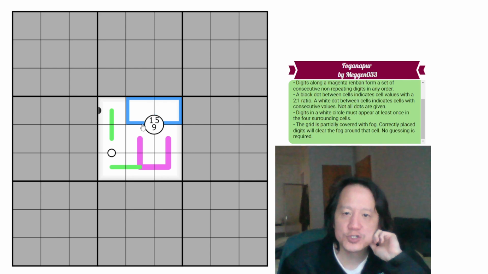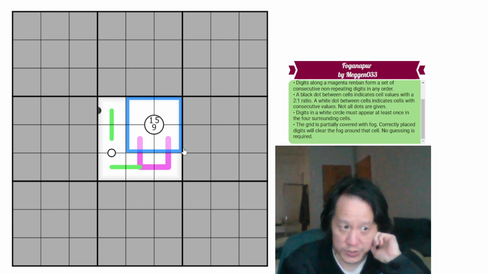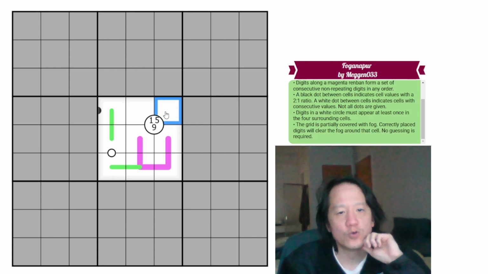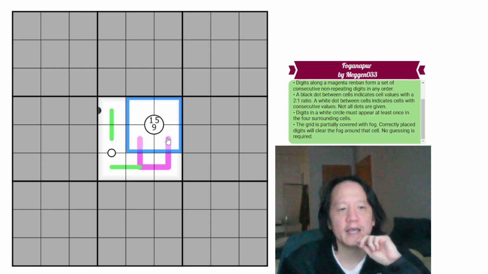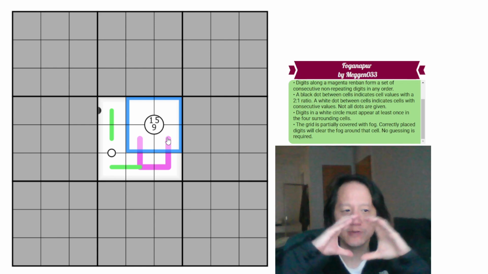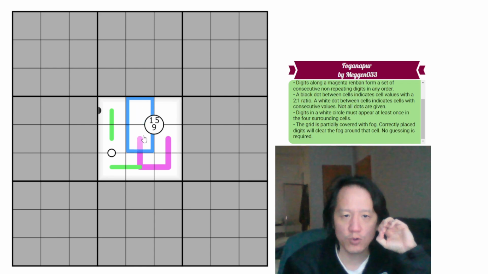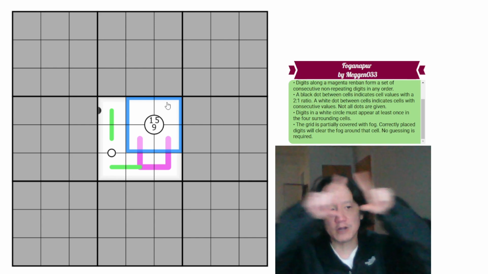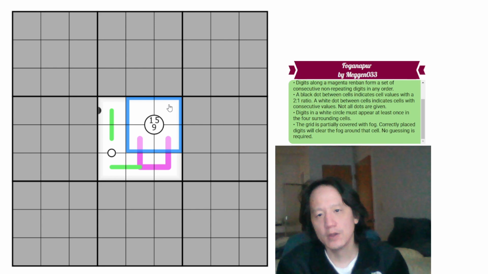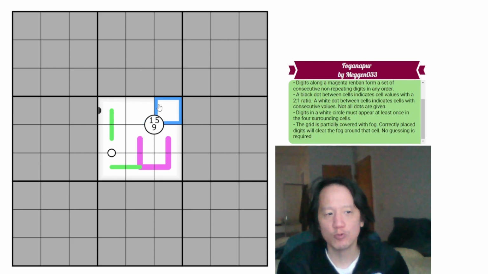Digits in a white circle must appear at least once in the 4 surrounding cells. These are called quad circles, and any digit that is within this quad circle must be in the 4 cells surrounding that quad circle. So therefore, there has to be a 1, a 5, and a 9 surrounding this quad circle in one of the 4 surrounding cells. And that's all that means.